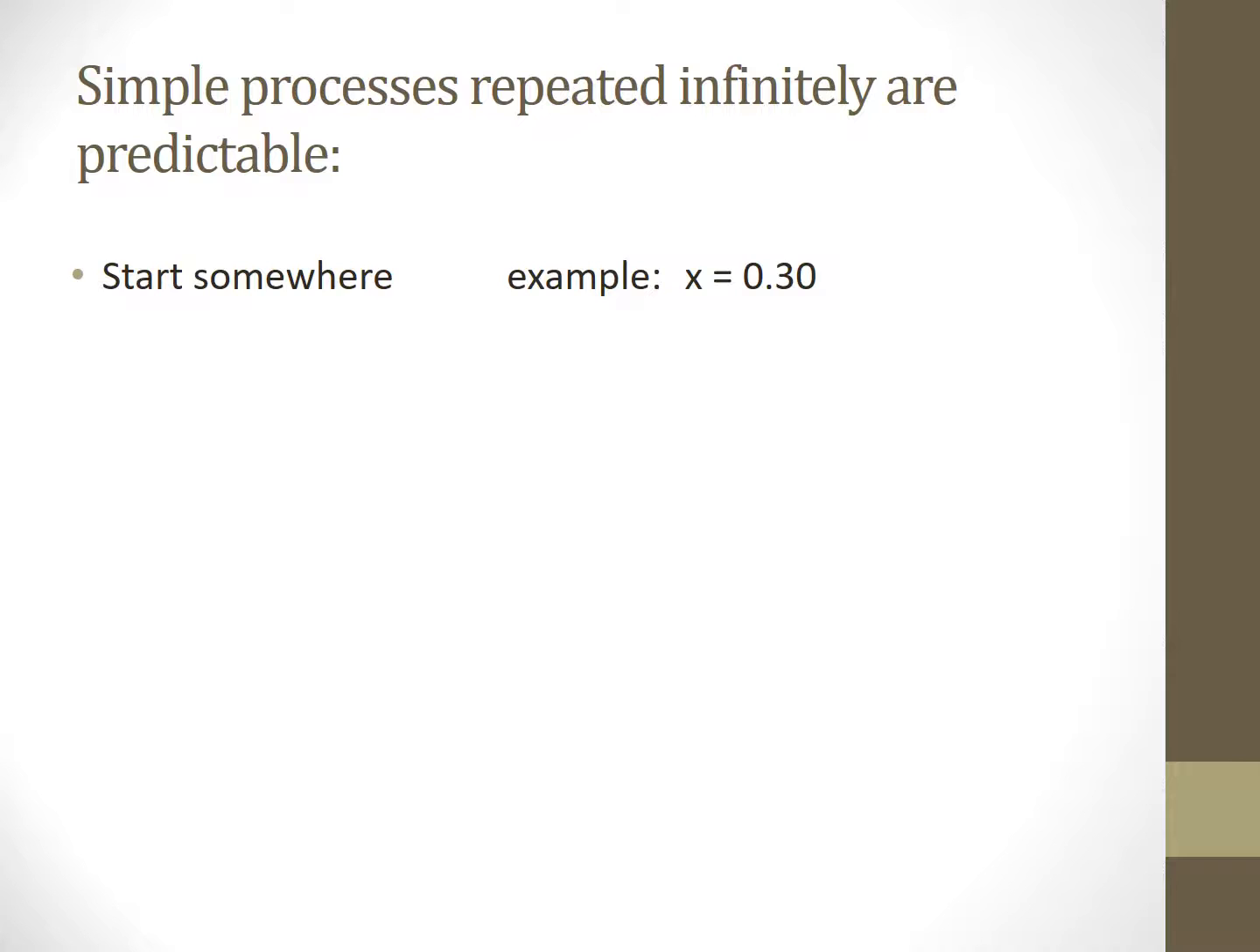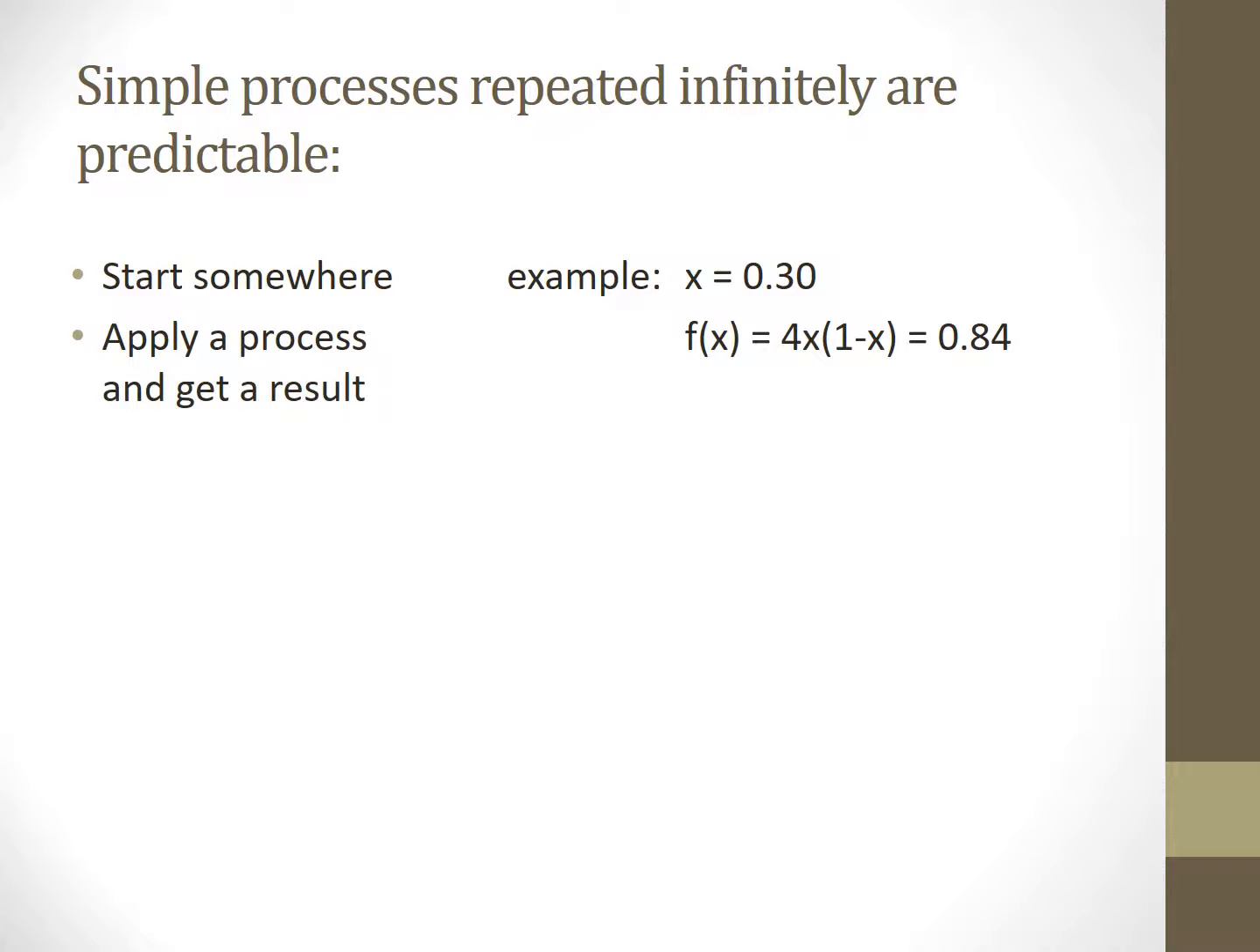For example, let's say we start with a value of x being 0.3. Now, if we apply a process to it, in this case a mathematical formula, f of x, if you're not sure what f of x is, just think of it as y. You're going to get an answer for what this f of x is. It equals 4x times the quantity 1 minus x. Well, if you put in the 0.3 for every time you get x, of course then it's 4 times 0.3 times 1 minus 0.3, which is 0.7. Multiply those three numbers together and you get 0.84.